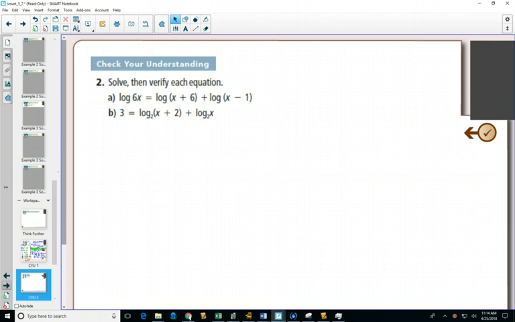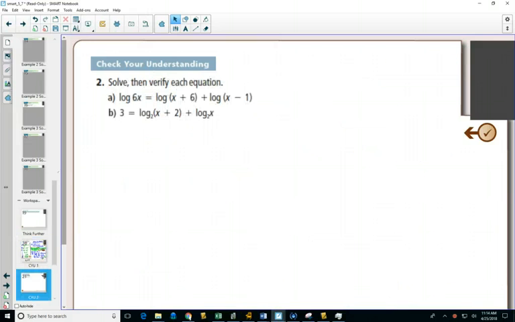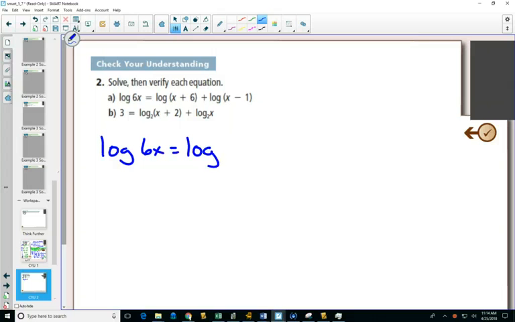So step 1, right? We've got all of our steps listed here. Step 1 is, can you write things as a single logarithm? Yeah, no problem. So on the right side, I have log x plus 6 plus log x minus 1. And I could look at my log laws and say, hey, when I'm adding 2 logs, that's the same as multiplying. So I can write x plus 6 times x minus 1 inside of the logarithm.